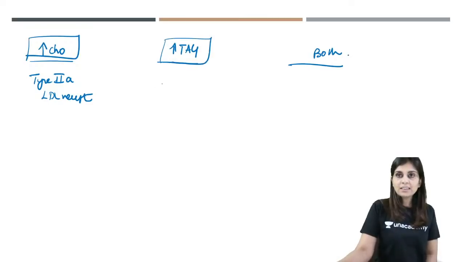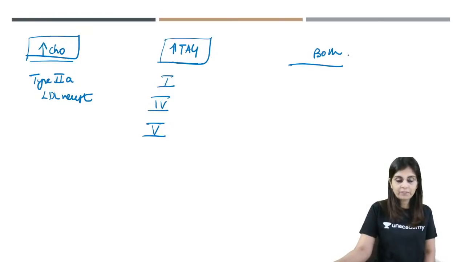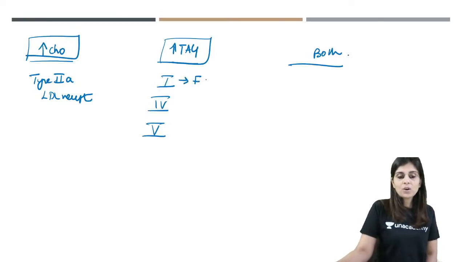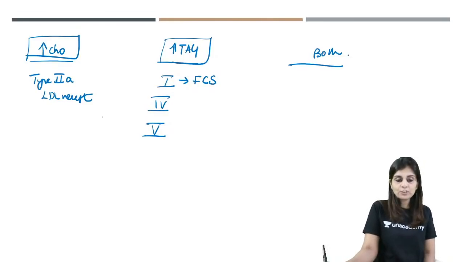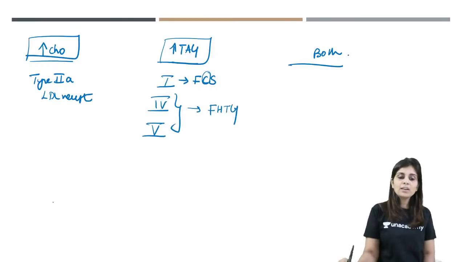Isolated elevation of triglyceride is type 1, type 4 and type 5. Type 1 is otherwise called familial chylomicronemia syndrome. Chylomicron carries TGL, so it's going to be an isolated elevation of TGL. Type 4 and type 5, they are called familial hypertriglyceridemias.